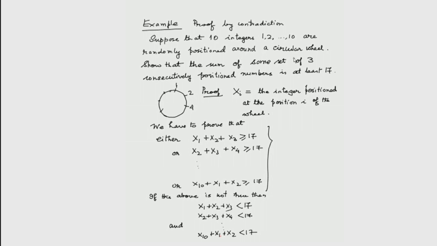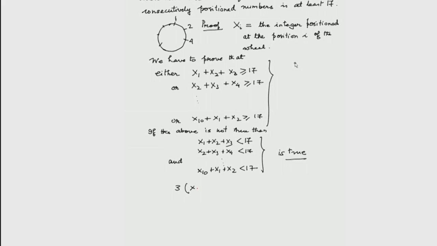All of these must hold, because if one of them is not true, then that sum is greater than or equal to 17, and that means my proposition is correct. So suppose this is true. Now we add up all these inequalities to obtain 3 times (x1 + ... + x10) is less than or equal to 10 into 16, which is equal to 160.